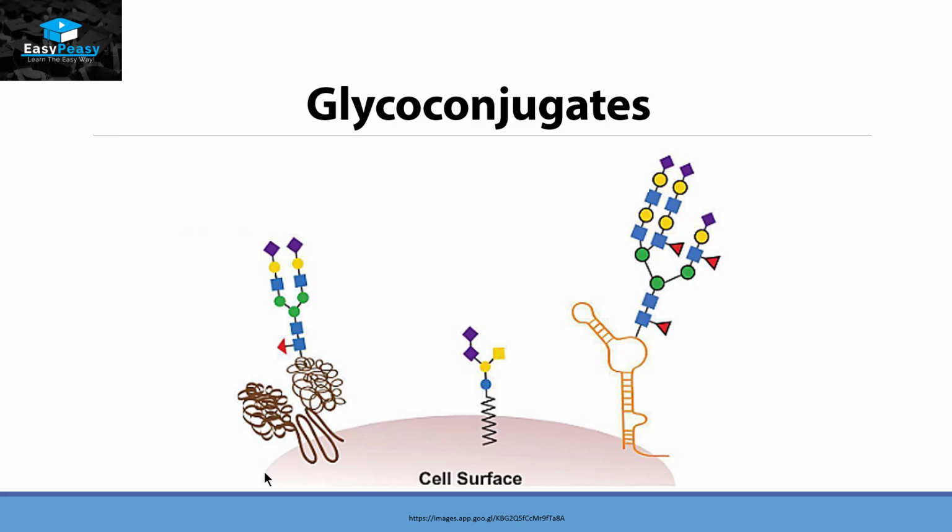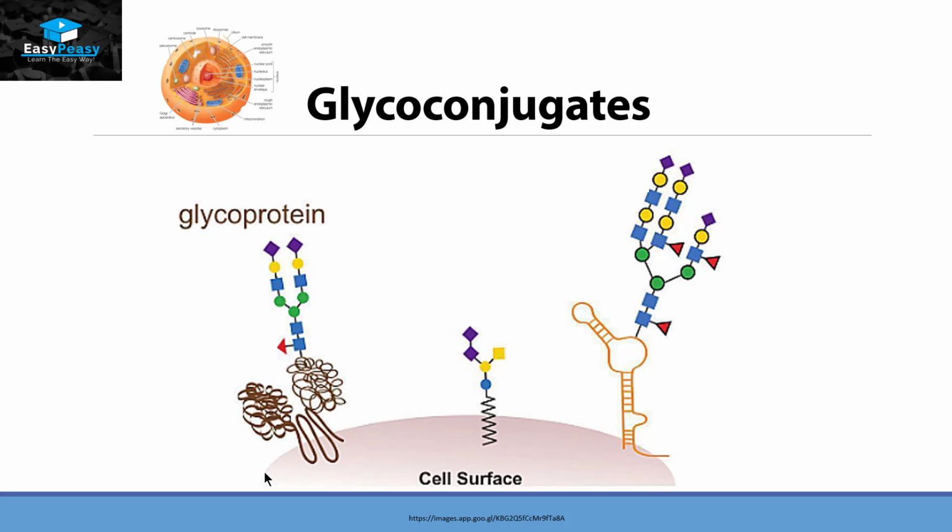These type of compounds are mostly present in animal cells. So if they are going to attach themselves with proteins, they will be called glycoproteins. If these oligosaccharides are going to attach themselves with lipids, they will be called glycolipids. And in recent years, it was found that oligosaccharides can also attach themselves with RNA, and they will be called glycoRNA. Let's talk about each glycoconjugate separately.